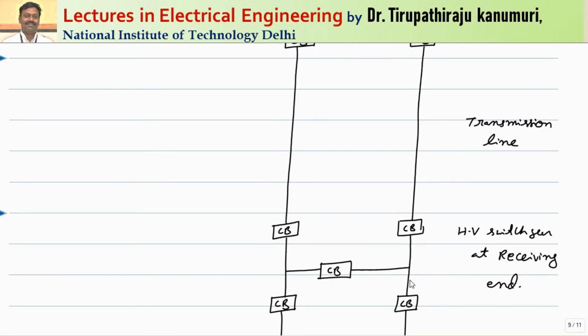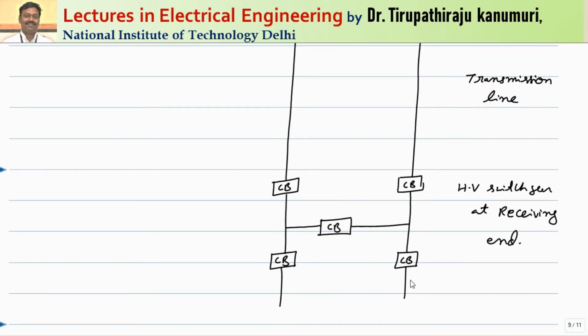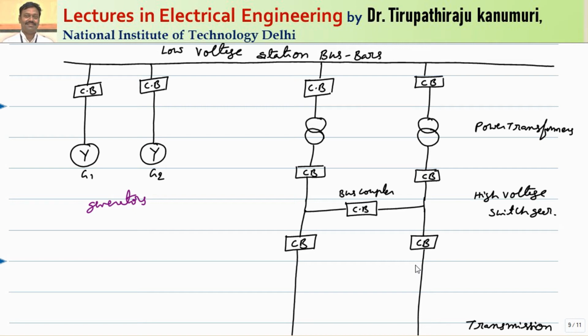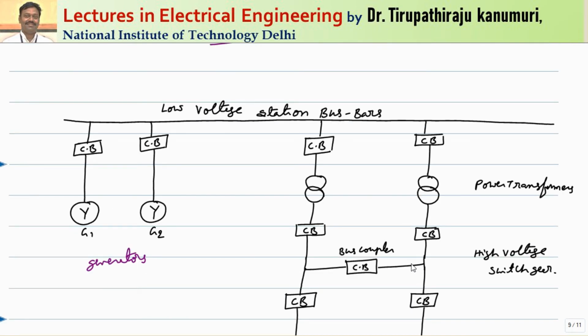Then there will be a transmission line. Let us assume at the receiving end also again the bus coupler will be there, and they are protected through the circuit breakers on both sides of the bus coupler. Getting this? So in this case, as I am telling, the characteristic of different elements are different, so they can be divided into different zones.